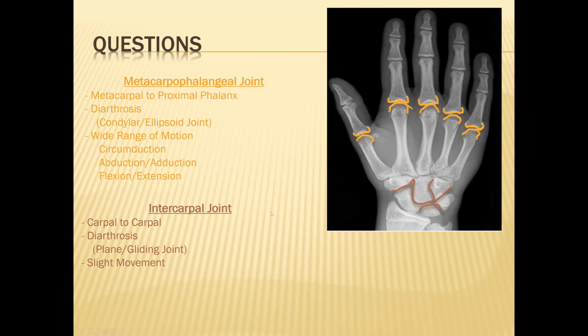The next joint we can see is an intercarpal joint. So these are the joints between the carpals, and I just tried to highlight some of them. I probably didn't get all of them. So these are diarthroses. Specifically, they are plane or gliding joints, and so this means that they allow a very slight movement.